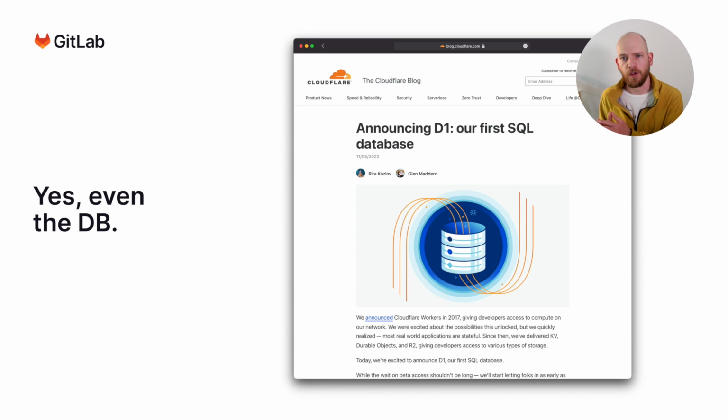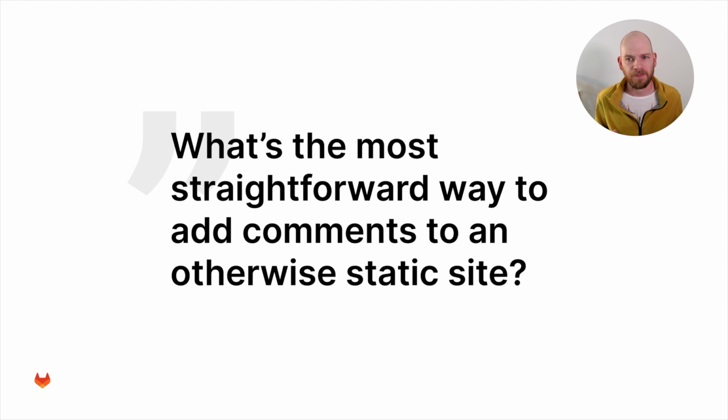I've talked with the folks from Cloudflare yesterday, and I expect to get beta access to this in a few weeks, and then I can tell you more about how this all works. But with this database architecture possibility in mind, let's get back to the original question that was posed to me. What's the most straightforward way to add comments on an otherwise static site? Let's focus on the straightforward for now. Because creating an API on Cloudflare Workers, even with D1, is fun, but not always straightforward.